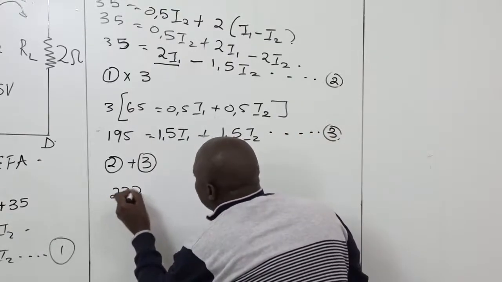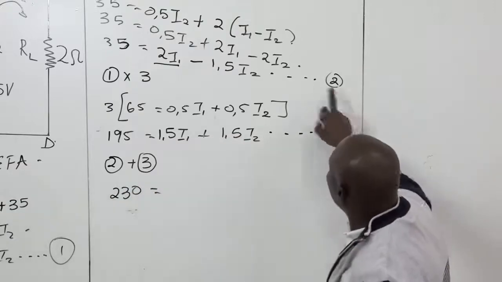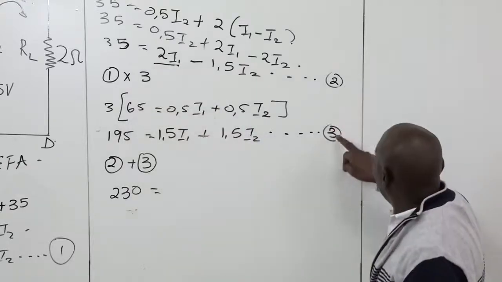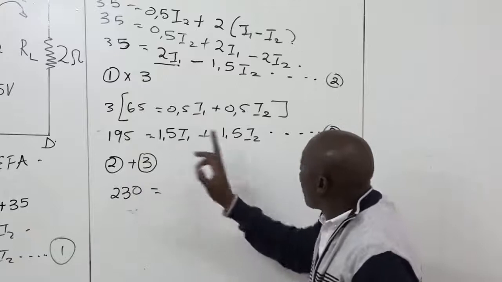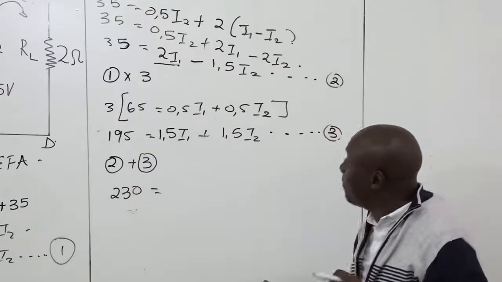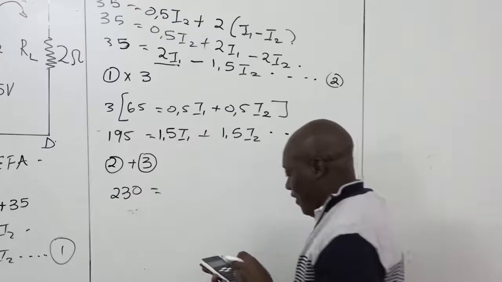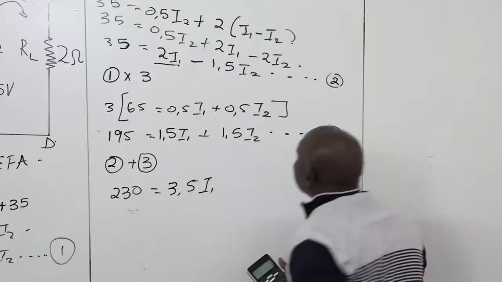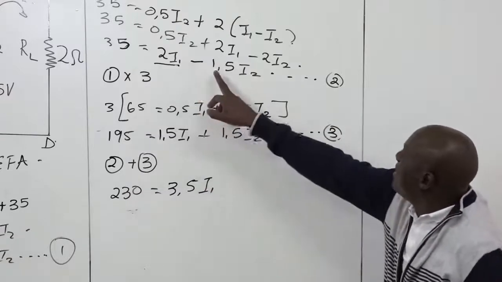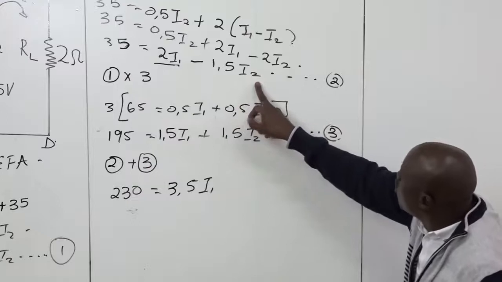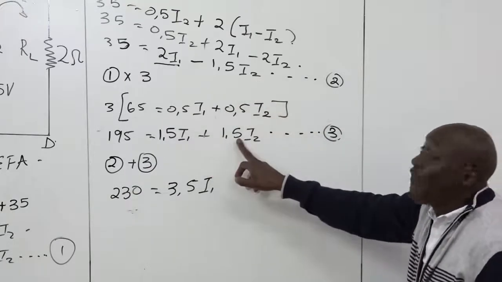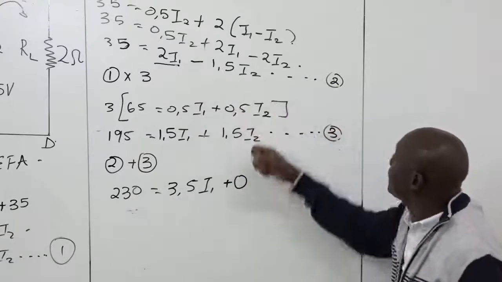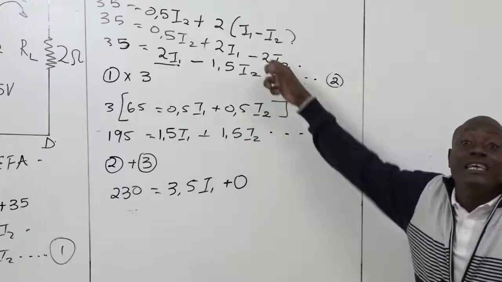In equation 2 the variable I1 has 2 I1, and in equation 3, I have 1.5. So I will say 2 plus 1.5, which gives the value of 3.5 I1. Then minus 1.5 I2 plus 1.5 I2 is going to give me 0. It means that the variable I2 is now eliminated.